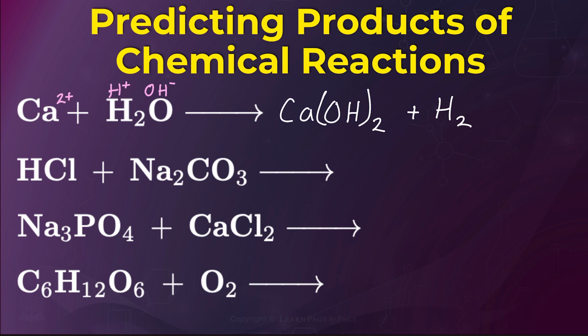And then if we want to, we can go ahead and balance the equations, but we're predicting the products of chemical reactions. Let's not worry about that. Let's just move straight on to the next one. Hydrochloric acid plus some sodium carbonate.